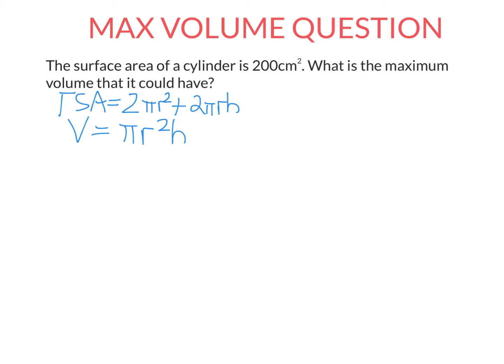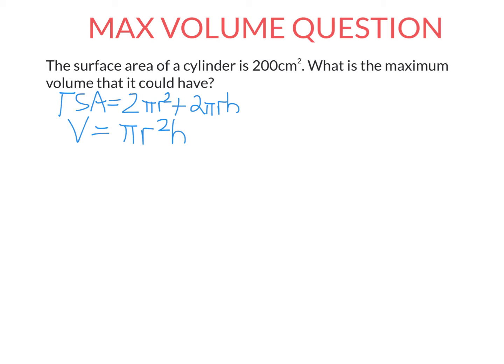Thank you so much for tuning into this video in which we will find the maximum volume of a shape when given its surface area. So in this question, the shape is a cylinder. We're told its surface area is 200 centimeters squared and we want to find its maximum volume.